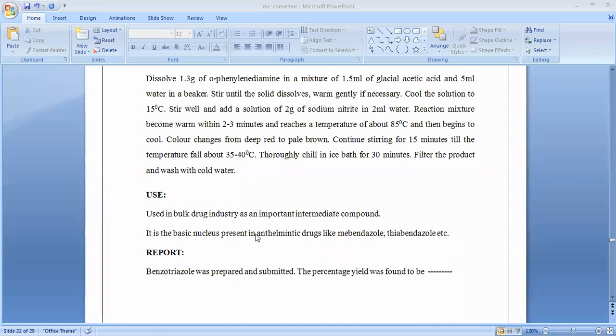So it is the basic nucleus present in anthelmintic drugs. While synthesizing mebendazole and thiabendazole, which are used as anthelmintics, we are using this benzotriazole as a starting material. Now, after synthesis, we are going to record the yield of benzotriazole. It is prepared and submitted, and the percentage yield is yield divided by theoretical yield.